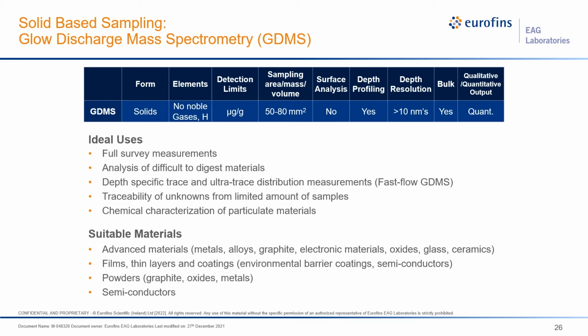The types of materials that we can analyze by GDMS include advanced materials such as metals, alloys, graphite, electronic materials, oxides, glass, and ceramics. Films, thin layers and coatings such as environmental barrier coatings and semiconductors. Powders such as graphite, oxides, and metals.